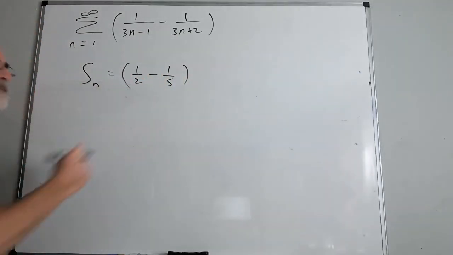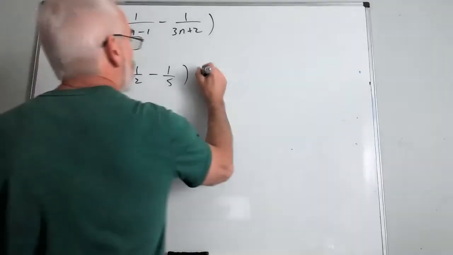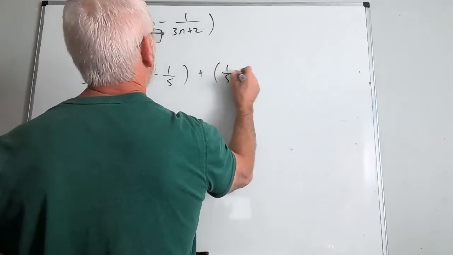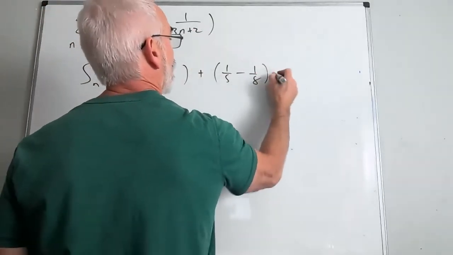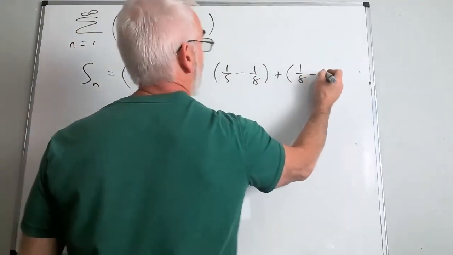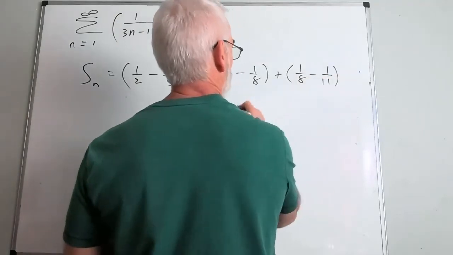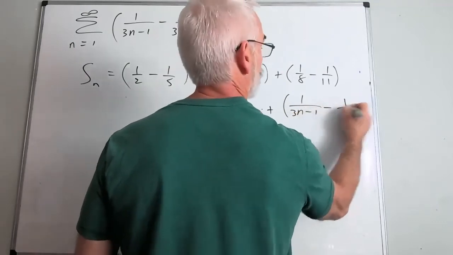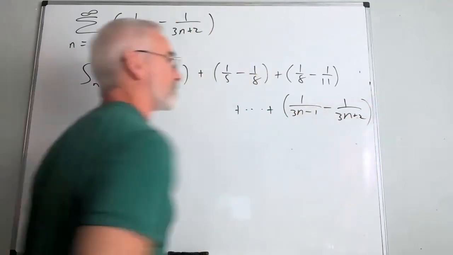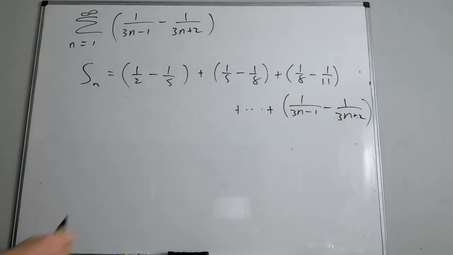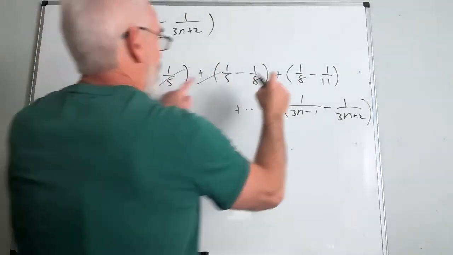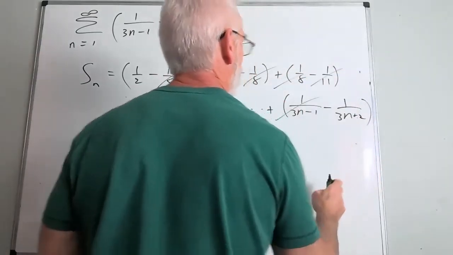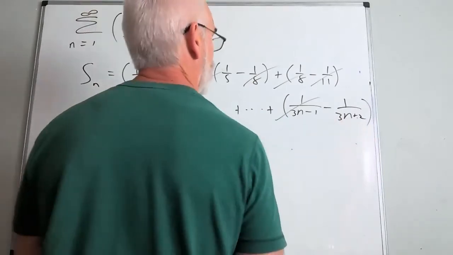I am not interested in putting this over a common denominator. Plus, now n is 2, so this is 1/5, and this is 1/8. Now n is 3, it's 1/8 minus 1/11, plus it's going to go for a while, and then eventually it's going to be this. So when I'm staring at this, I go, cancel, right? This is going to cancel the next one. It's going to cancel all the way down the line, leaving me only these two terms right here.